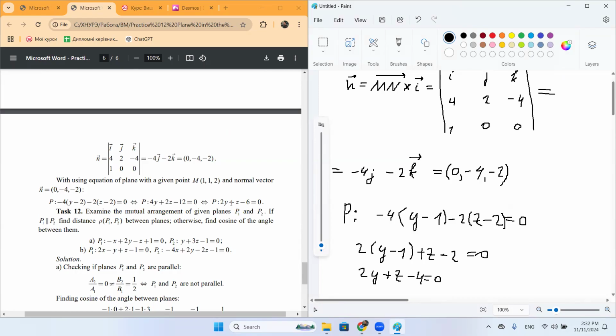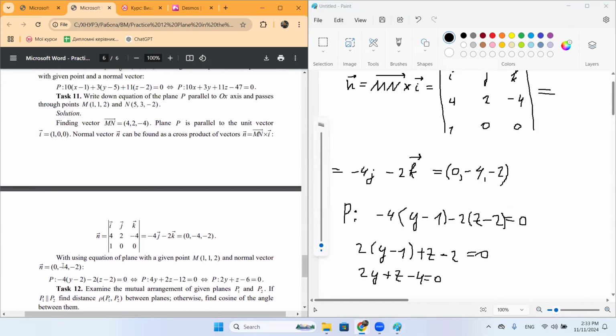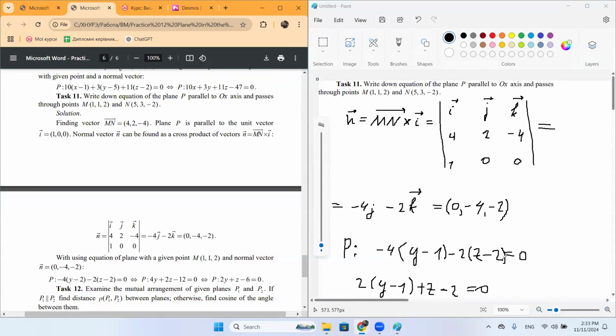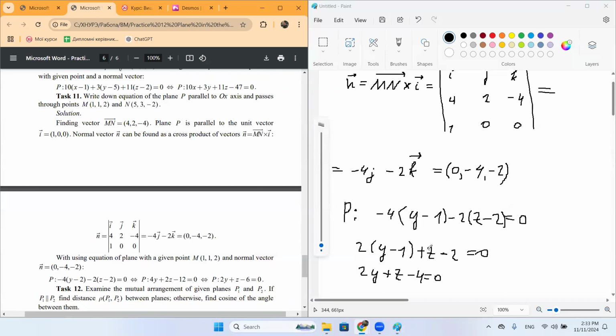No. Something is going wrong. Just a moment. Yeah, my bad. The mistake was here, and I will correct it. Because the point is M, not N, so y minus 1, z minus 2. So here everything is correct.